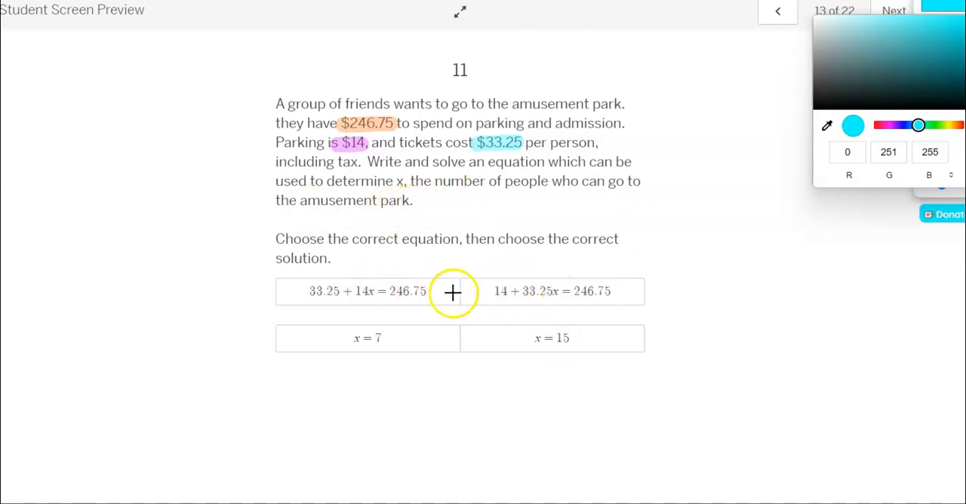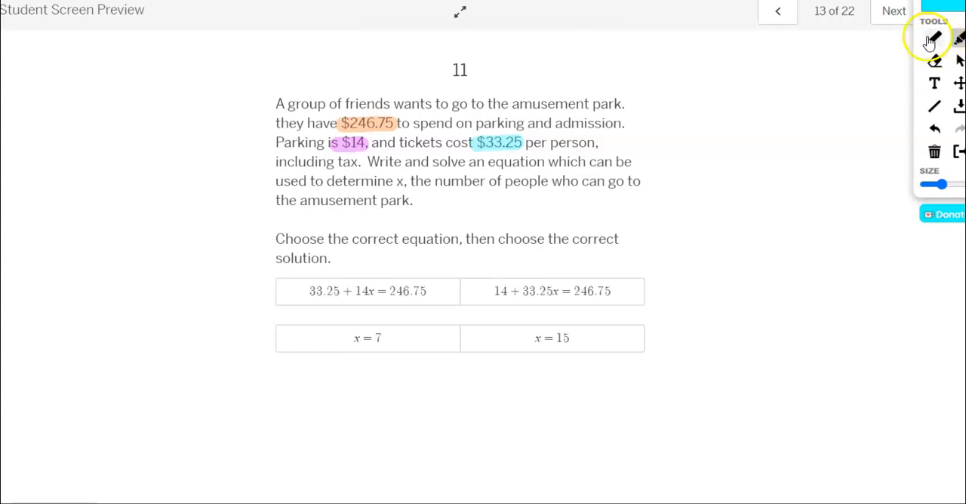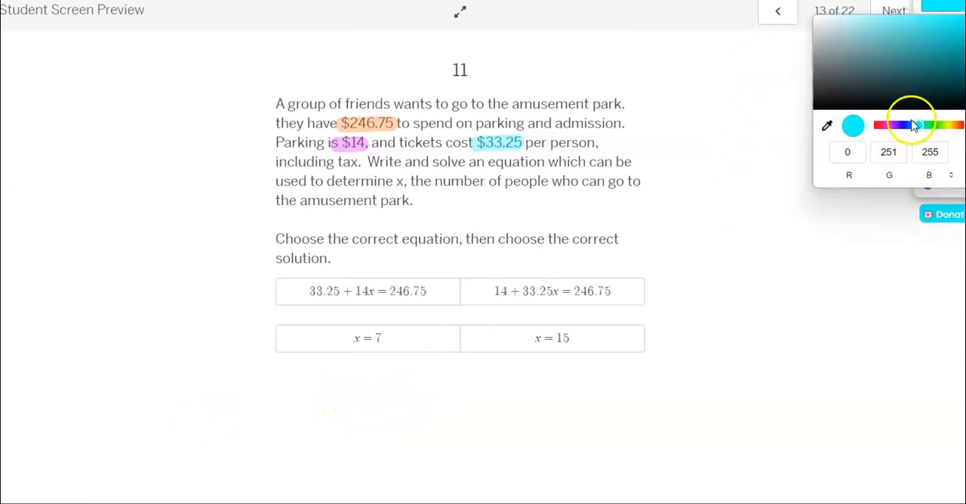So I have two multiple choices here. The first one's here, and the second one's on the next line. It says choose the correct equation and then choose the solution. So we're going to go ahead and solve this together. Let's do a tape diagram. So my parking is the first thing I'll put on the tape diagram. Parking is $14, and that is a one-time cost. So I'm going to put parking here. I don't know how many people can go. That's what they're asking, how many people can go.